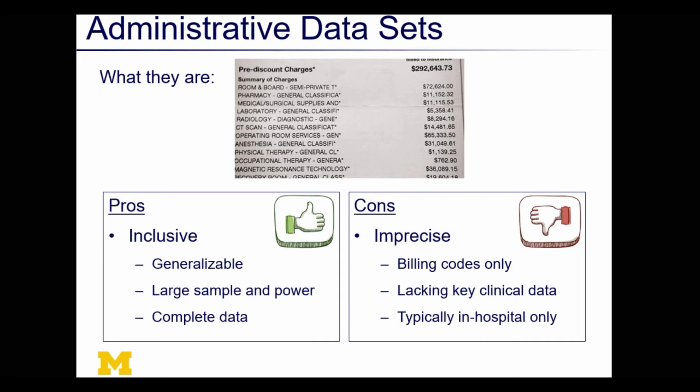The downsides to administrative data sets are that they're imprecise. Because they're billing codes only, they may or may not have the clinical specificity that we need. There's often important clinical information that just isn't there, like lab data, vital signs, other assessments that we as clinicians think are very important. And most administrative data sets only involve hospitalization, though there are some that go outside the hospital as well.